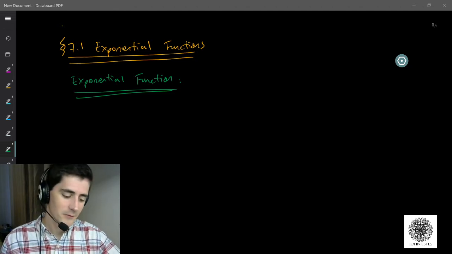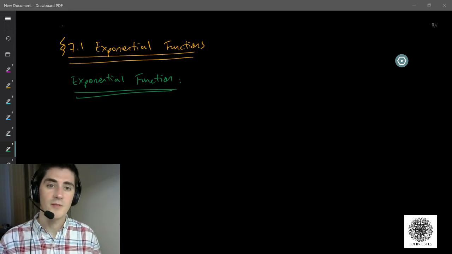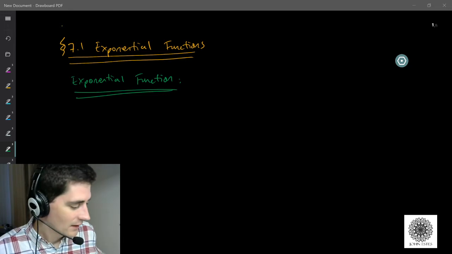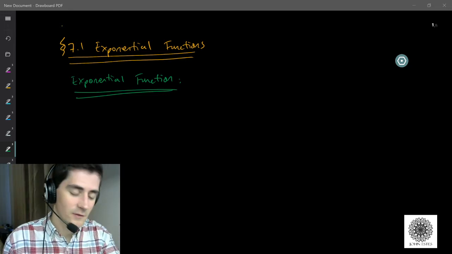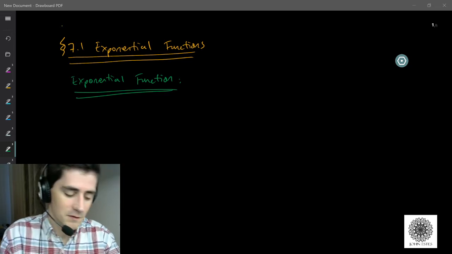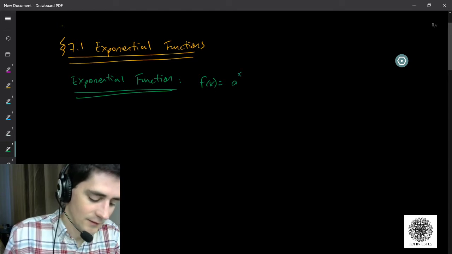Good morning. All right, we're going to look at exponential functions today, which is a different topic than anything that we've seen so far in this course. And let me define it and I'll explain why I say it's so different. Okay, so an exponential function looks like this. You have f of x equals a to the x power.